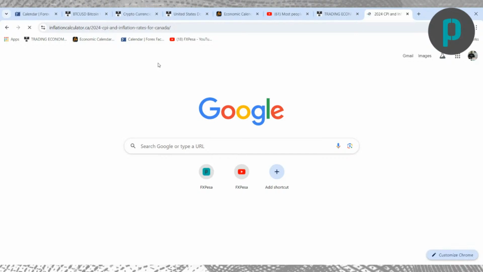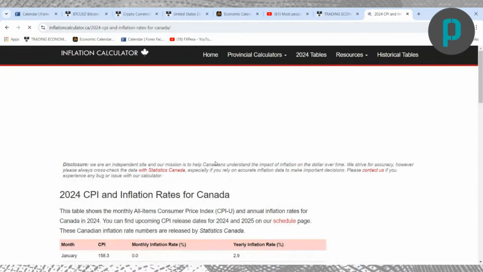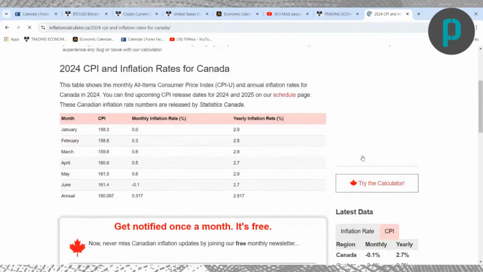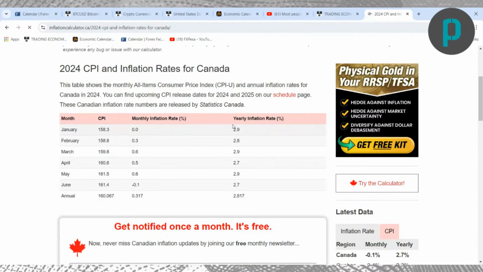Ideally, guys, shoot your questions so that we can have a look at all this in detail. As we wait for the page to load. Okay, it's already here. This is the data. Look at the inflation rate in Canada.